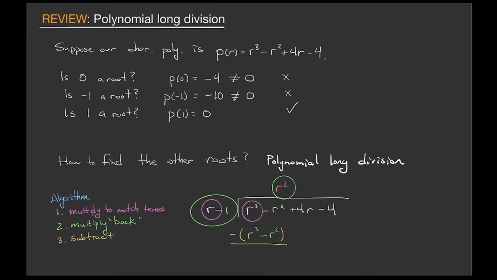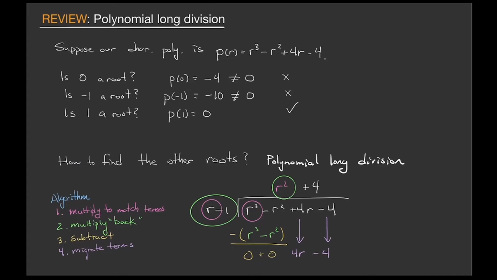If you do, I think you'll get 0 because r cubed minus r cubed is 0. And then we have negative r squared minus a negative r squared, so we get plus 0. But we also then get that these terms migrate down. And now we start the whole process over again, where we multiply to try to match terms, where now we're going to multiply this r times something to get to 4r, which is obviously 4.